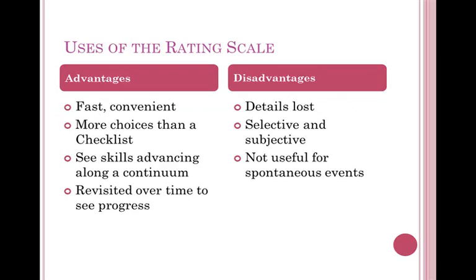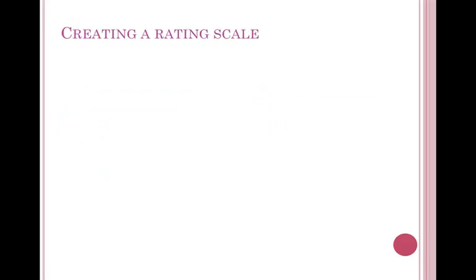So what are some of the disadvantages? The details are lost. Selective and subjective. Again, just like a checklist, when we were looking at the literacy rating scale, did we know what those zeros meant in the rating scale? No, so we're not sure what she meant. Okay? So we interpret it certain ways. It's not useful for spontaneous events. If we go outside, do we have to decide what it is we're going to be measuring depending on what type of rating scale we bring out? Yes. So you can't use it for spontaneous events.